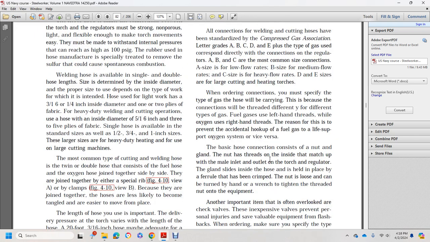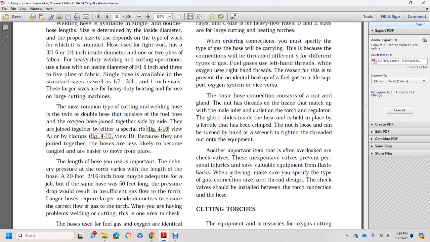A basic hose connection consists of a nut with a gland, and the nut threads on the inside match up with the main inlet and outlet of the torch and regulator. The gland slides inside of the hose and is held in place by a ferrule that has been crimped enough. It can be tightened by hand or with a wrench to tighten the thread onto the fitting.